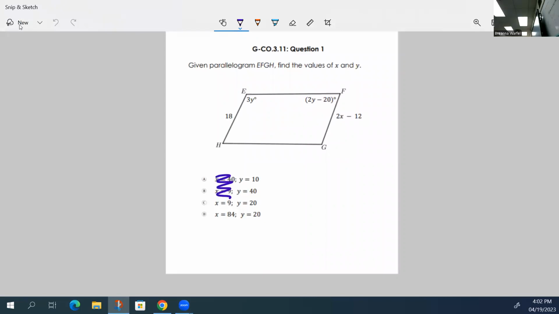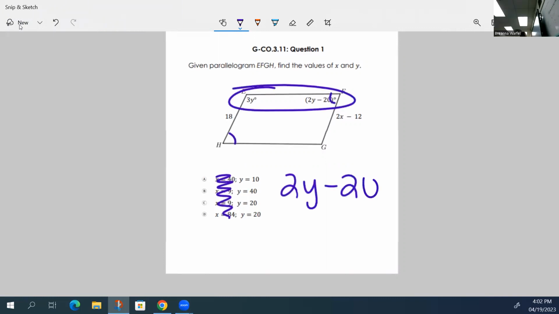So it tells you that's a parallelogram. When you're looking at a parallelogram, opposite angles are congruent, but consecutive angles add up to 180. So 2Y minus 20 plus 3Y is equal to 180.